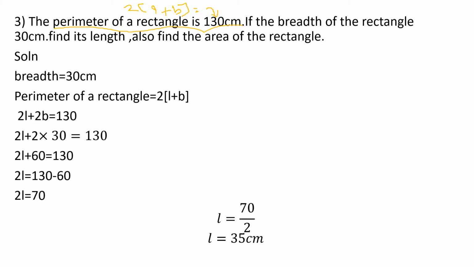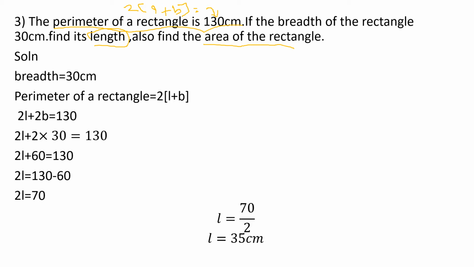Now, the breadth of the rectangle is 30 centimeter, so B is given as 30 centimeter, and we want to find the length. Next, what do we want to find out? We want to find the area of the rectangle. So, what are the two things we want to find out? One, length, and second, the area of the rectangle. What are the things given in the question? Perimeter of a rectangle, 2 into (length plus breadth) is equal to 130 centimeter, and breadth is given as 30 centimeter. So we want to find the length and the area of the rectangle.